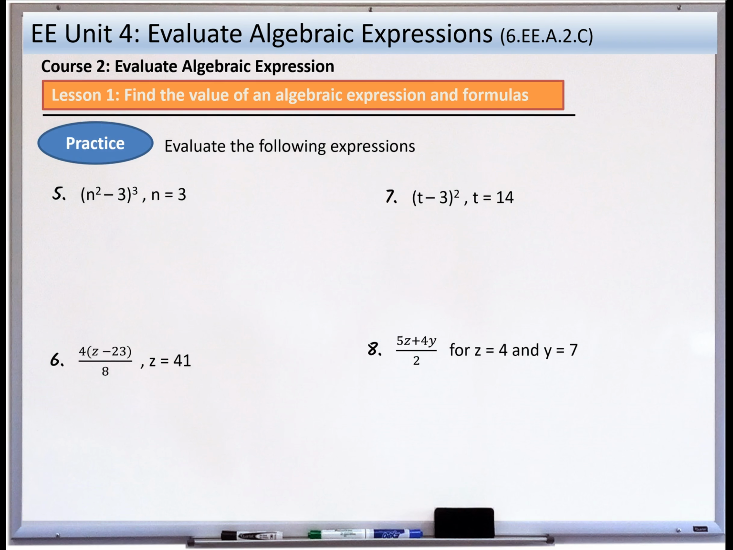All right, let's see what you came up with. We have the quantity of n squared minus 3 to the power of 3, n equals 3. So I'm going to substitute, and that gives me 3 squared minus 3 to the power of 3. 3 squared is 9. Minus 3 to the power of 3. 9 minus 3 is 6 to the power of 3. I forgot what that is. That's 6 times 6 is 36.